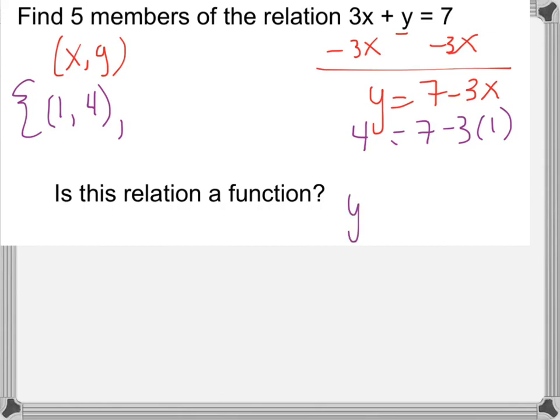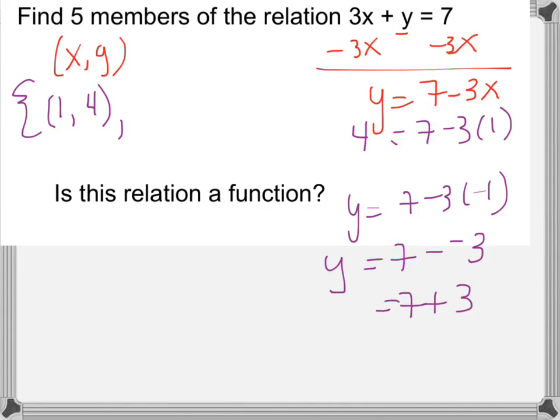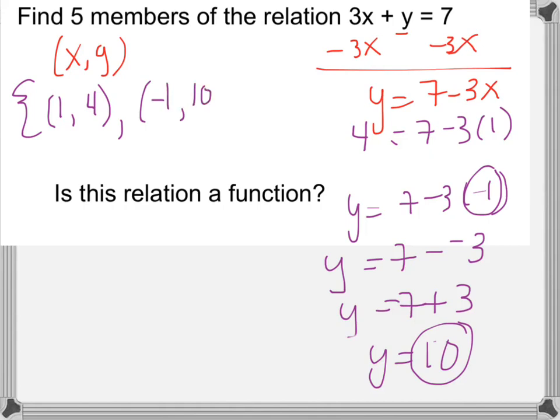Okay, so y is equal to 7 minus 3 times negative 1. Okay, so 3 times negative 1 is negative 3. 7 minus negative 3 is 7 plus 3. So y would equal 10. So when I put negative 1 in, I arrive at 10. So that's another, (negative 1, 10). Okay? And so I could continue to do this.